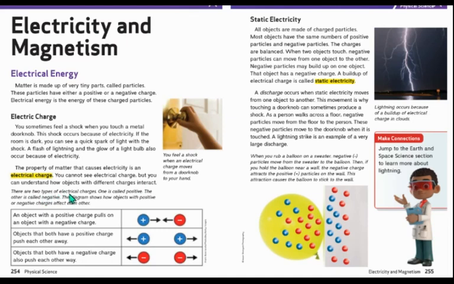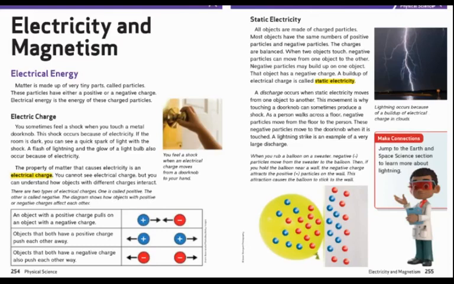There are two types of electrical charges. One is called positive. The other is called negative. The diagram below shows how objects with positive or negative charges affect each other.